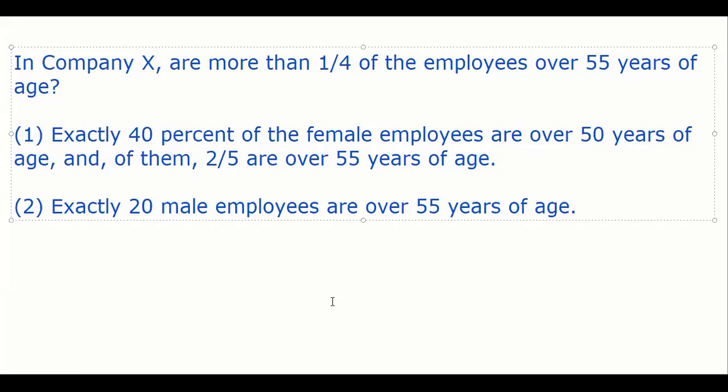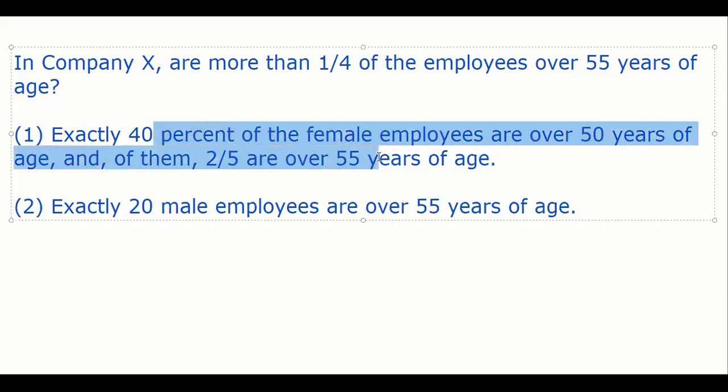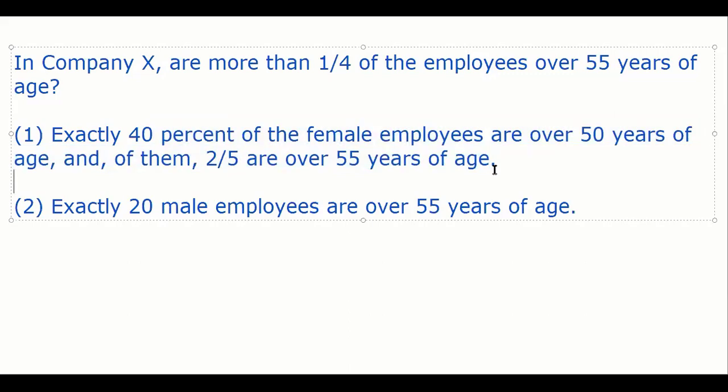Statement 1 says 40% of female employees. Do you know how many female employees there are? No, right? We only know 40% of female employees, but we don't even know the number of female employees itself. So this 40% will not help anything, right? The 2/5 also will not help because we don't know how many female employees there are. And even if we knew female employees, it doesn't work because we need total employees. So statement 1 alone is not sufficient. There are two problems: we know neither the total nor the female employees.